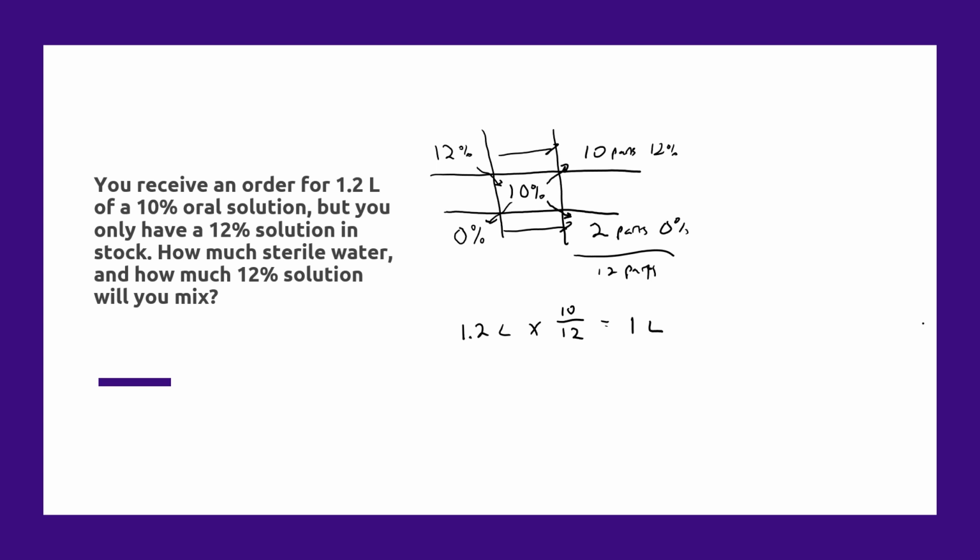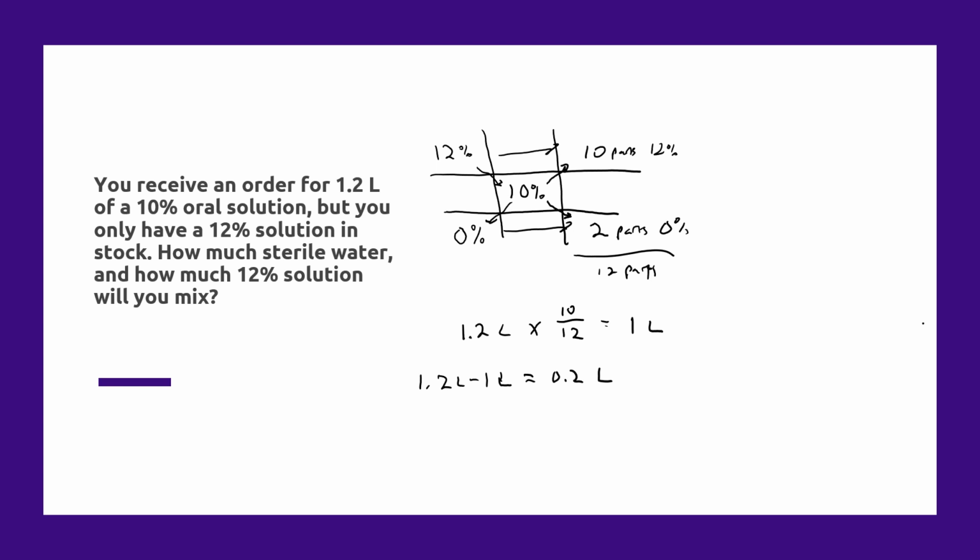And then we can figure out how much sterile water by simply taking the 1 liter of 12% that we're going to be using and subtracting that from our total of 1.2 liters, and that's going to be 0.2 liters. So we're going to have 1 liter of 12% solution and 0.2 liters of sterile water.